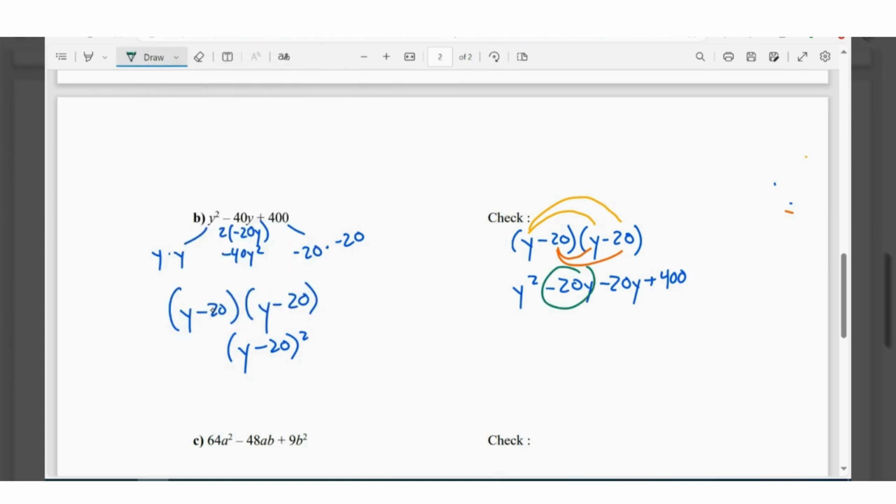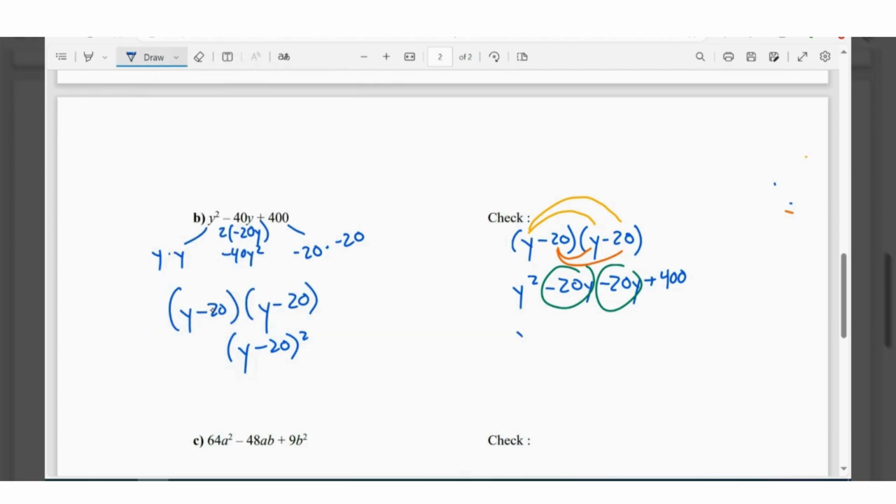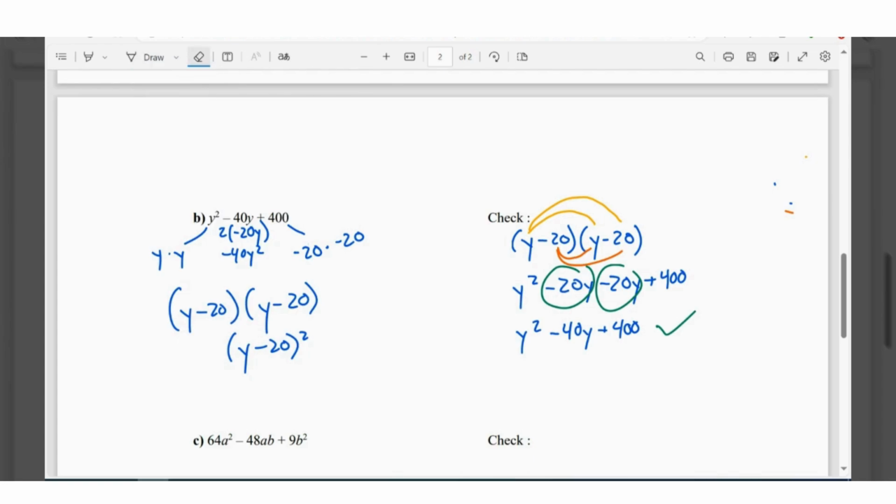Let's combine our like terms. And we're left with y squared. Negative 20 plus another negative 20 is negative 40y plus 400. And there you have it. Ding, ding, ding, we did it. Okay. So not so bad.